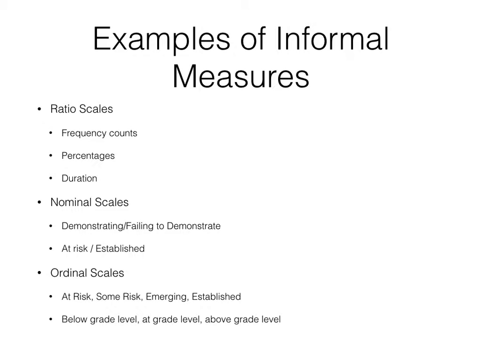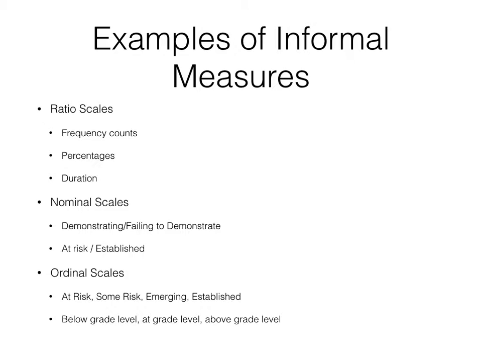So, some examples of informal measures of student achievement include things like ratio scales, which could involve things like frequency counts for collecting data. We use these often in evaluating behaviors. So, maybe counting how often a child is out of seat or how often a child uses a specific strategy. Those would be examples of frequency counts. That would fall under the ratio scale. Percentages, duration, these are all things that have a true zero and would be considered under the ratio scales.